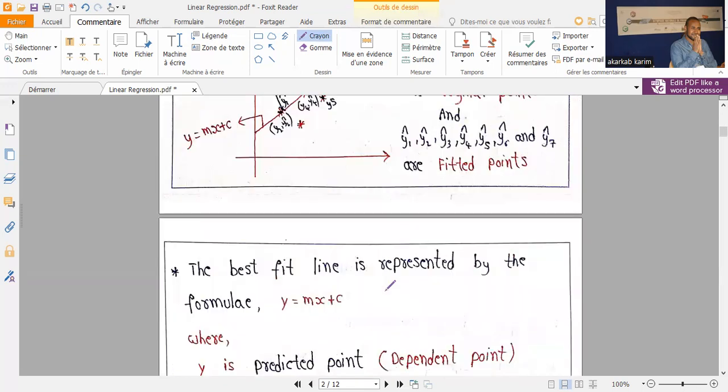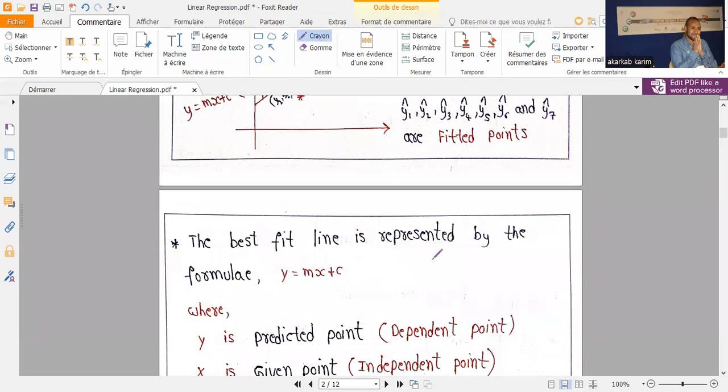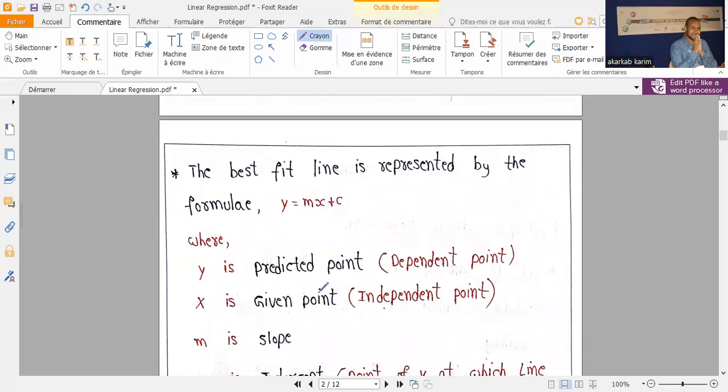So the best fit line is represented by the formula y equals mx plus c. Our goal here is to find the best parameters, the best values for m and c in this equation. Well, let's see the components of this equation.